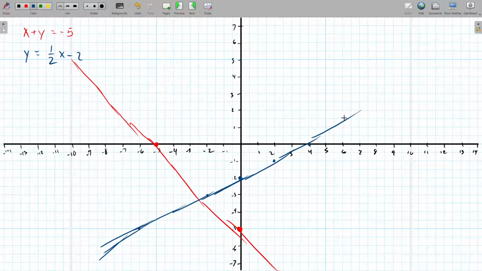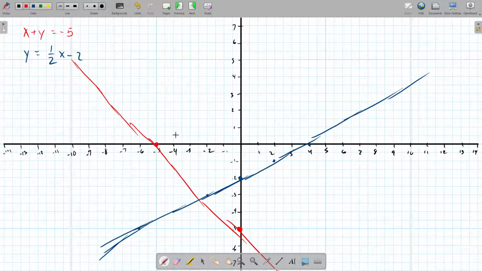Connect these dots, and we now have a linear equation, and we can look at where these two lines intersect. And this is why I said that we need to be as precise as possible. If we look at where this intersection is, it's hard to tell what that exact point is.